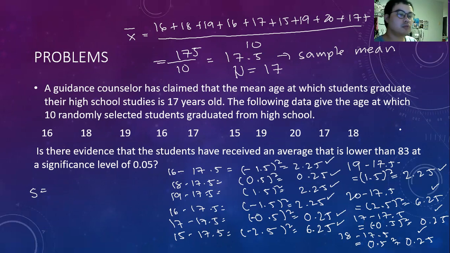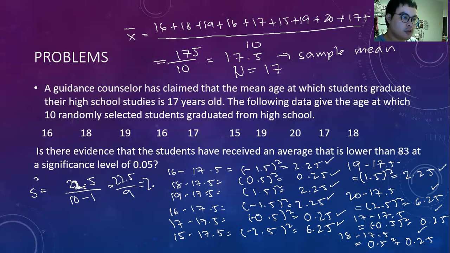Okay, so this is 2.25. Adding all of them, this will become 22.5. However, this is the sum. We're looking for the sample standard deviation, so 10 minus 1. What we are looking for is the sample variance first. So 22.5 divided by 9, which is 2.5.